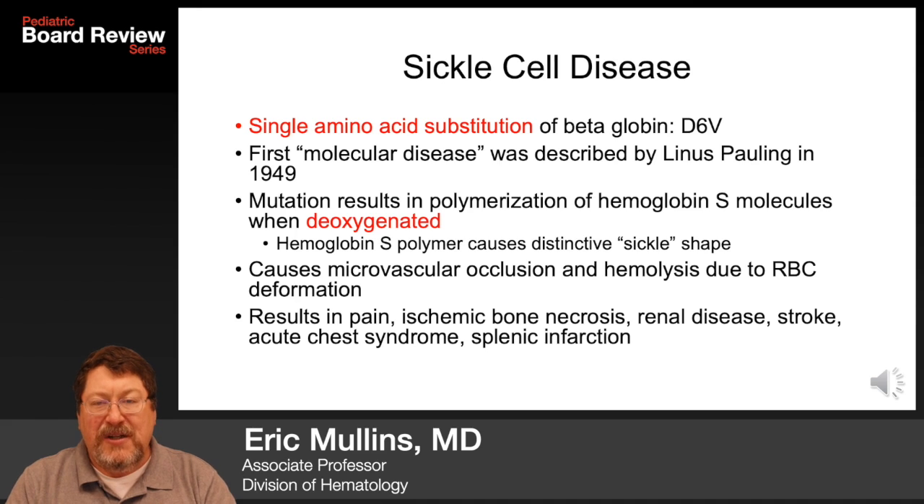This microvascular occlusion can lead to pain crises. You can get bone necrosis, renal disease, stroke, acute chest syndrome, splenic infarction. Really, sickle cell disease is a multi-organ disease. Even though it's primarily a red blood cell disorder, it affects every organ in the body.